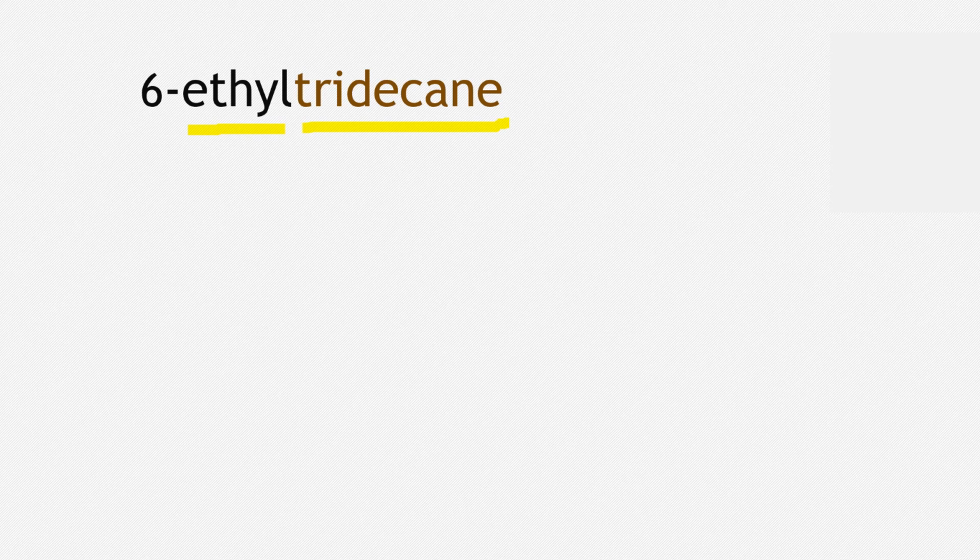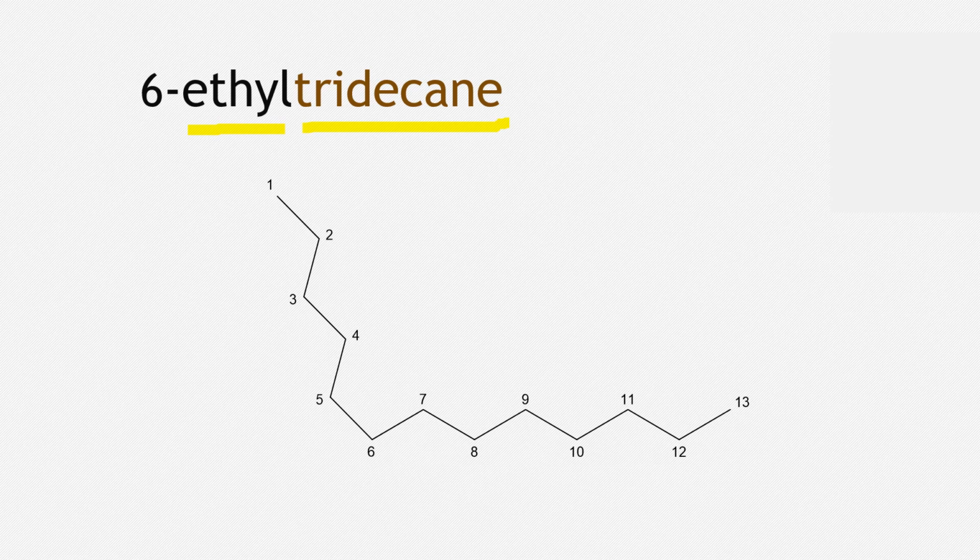So the first step is to draw the parent, right? So the parent is tridecane. Tridecane means there are 13 carbons. So this is the tridecane parent, and then the second step is to attach the substituent at the location. So you can see here 1, 2, 3, 4, 5 and 6. So at the 6th position we need what? We need the substituent ethyl. So you can see here I have attached the ethyl group here at the 6th position. So it is very simple to draw the structure with the help of the name.